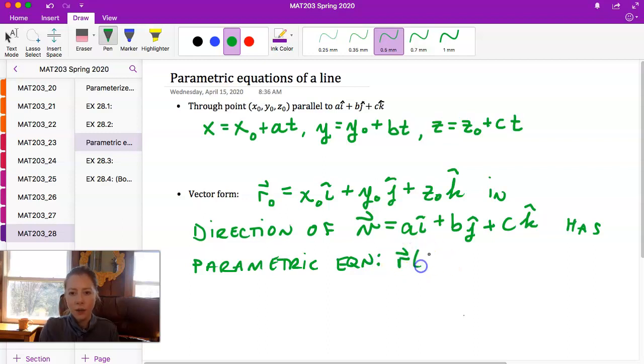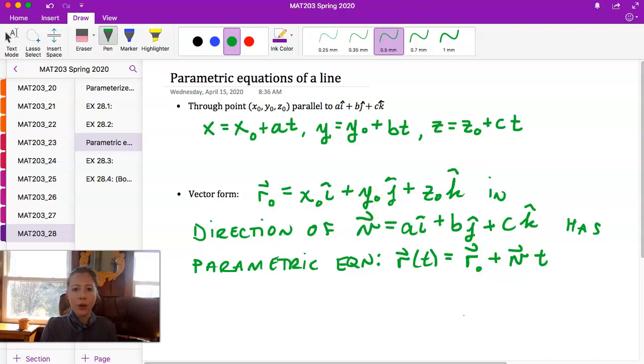Position vector r as a function of time is going to be our initial position vector, r naught, plus vector v times time. All right, so that's the same thing as here. If you were to write this down in its components, it would be x naught plus at i hat plus y naught plus bt j hat plus z naught plus ct k hat.